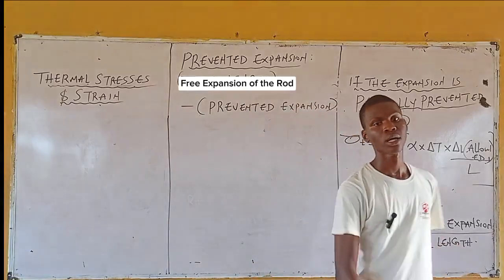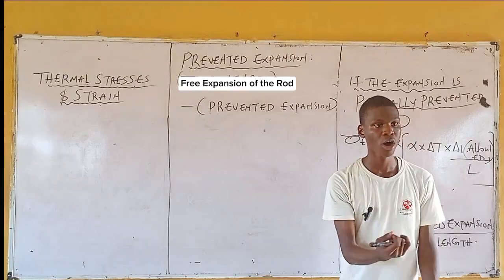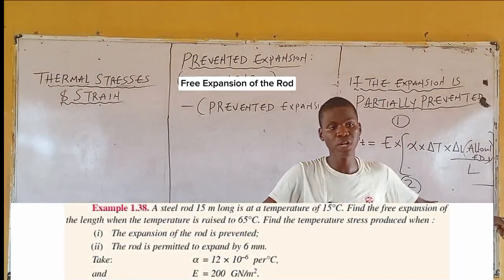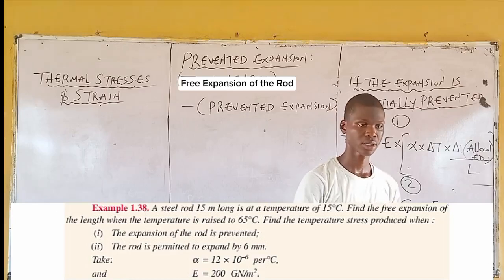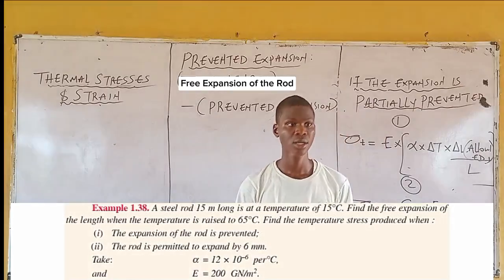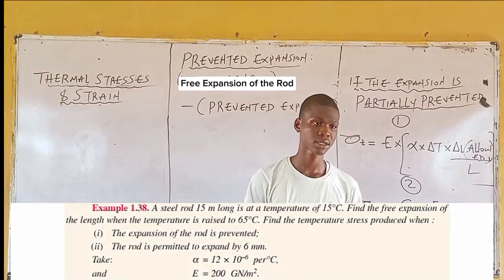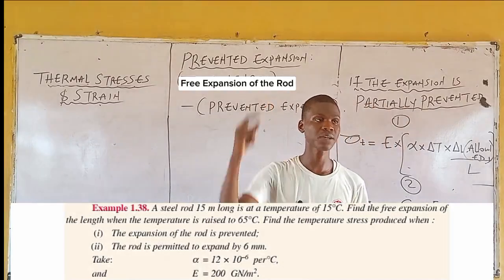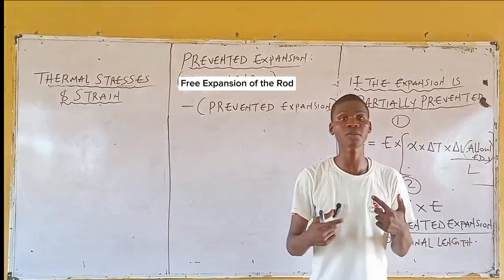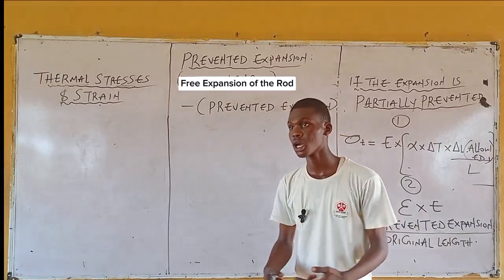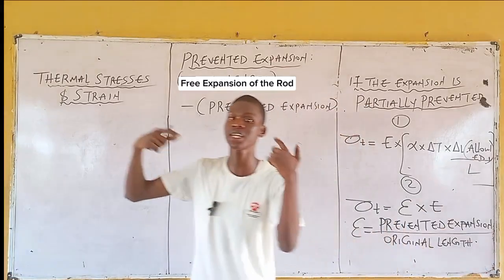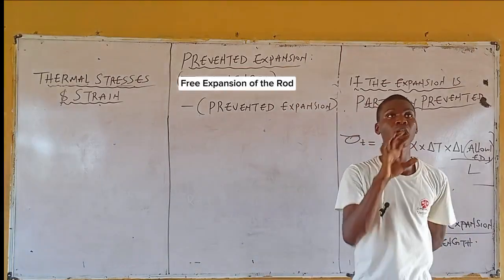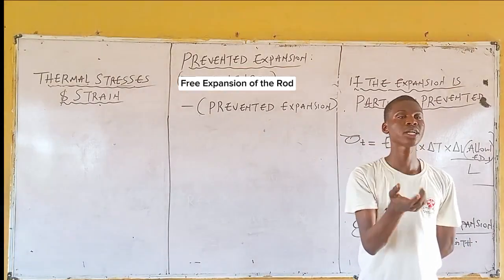Now, let's read this question together. The question says a rod of 15 meters long is at a temperature of 15 degrees Celsius. Find the free expansion of the length when the temperature is raised to 65 degrees Celsius. Initially, before the temperature changes from the initial to the final temperature, that body has a temperature of 15 degrees Celsius.